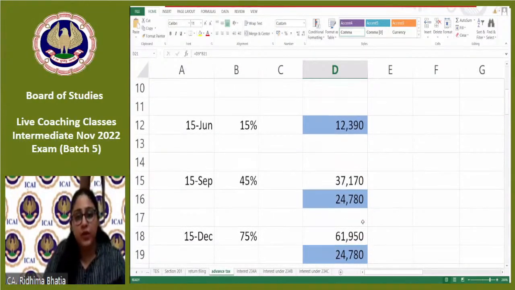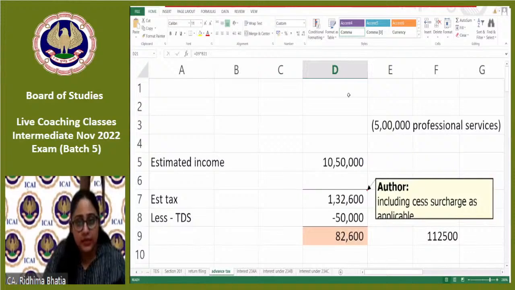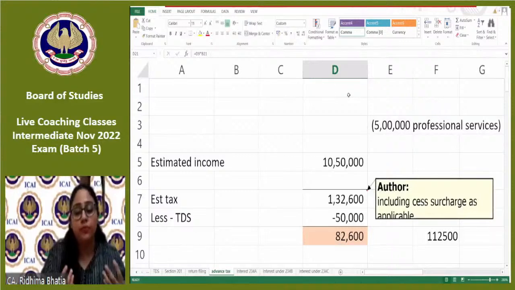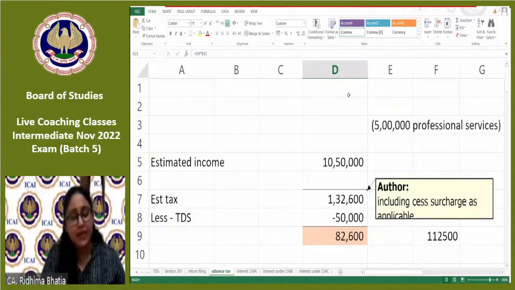So this is a very quick revision. I hope it is clear. Now our agenda is to calculate what would happen if we do not deposit the advance tax. Who is not required to deposit the advance tax even if their estimated tax liability is 10,000 or more? Even if their estimated tax liability is 10,000 or more, who is exempt from paying advance tax?